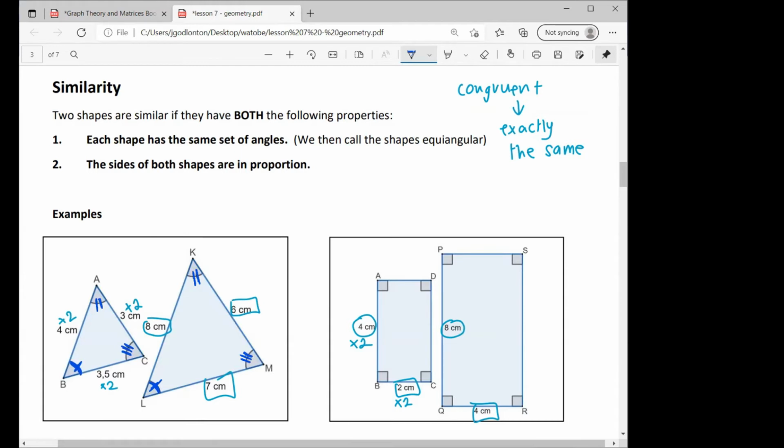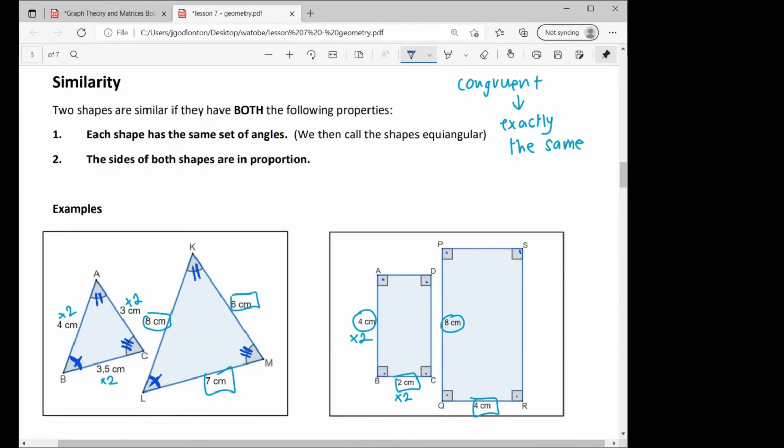It's the same situation with these rectangles. All of them are 90 degrees, and so the other one is just a bigger version of that first one. The most important thing here is that they have the same angles and the sides are in proportion. That's what I've written up there in number 1 and number 2. And remember, sides in proportion just means that I've multiplied everything by the same or divided everything by the same.